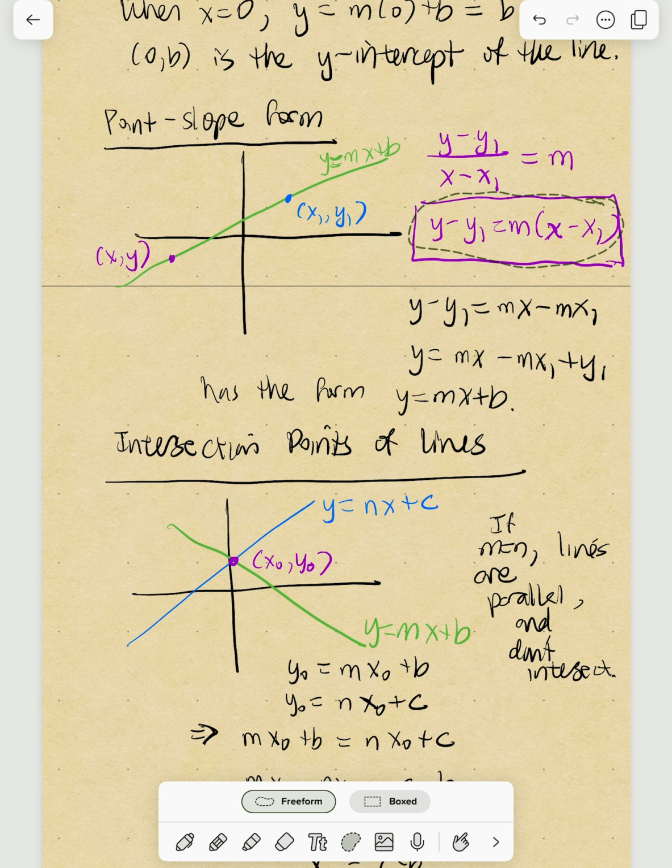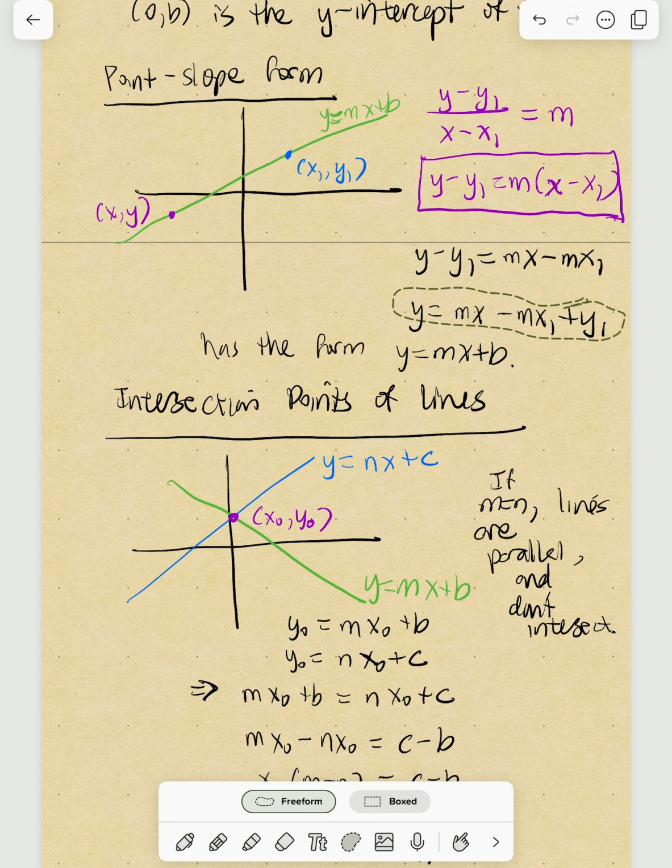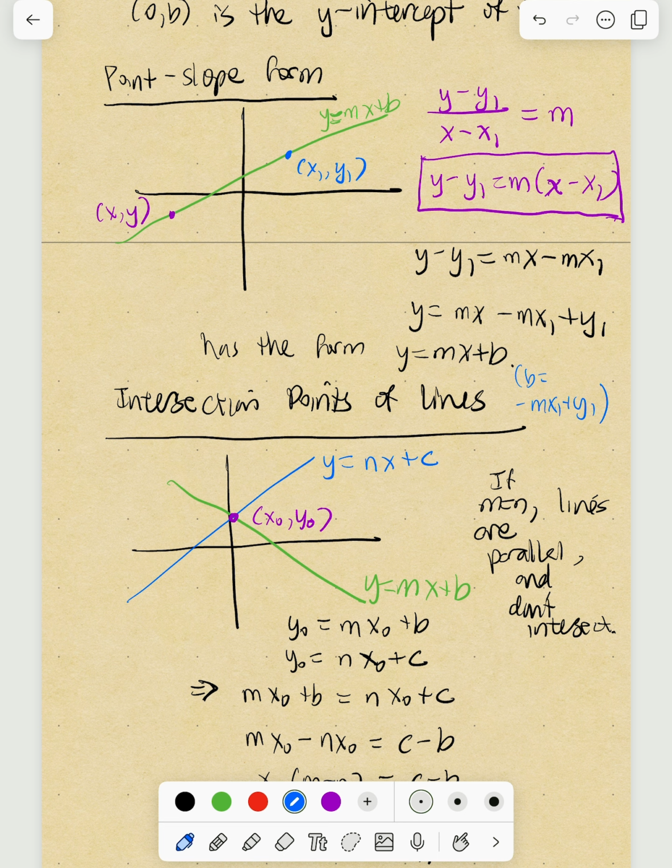Conversely, if you start off with this equation, you can always get it back into slope-intercept form. That's really easy. You just distribute the m across. So when you distribute the m across, you get this, and then you add y1 to both sides, and you get this. And that has the form mx plus b, because our b is just negative m x1 plus y1. So you can always go from point-slope form to slope-intercept form, and if you're given a point on the graph and you are given the slope, you can figure out the point-slope form.